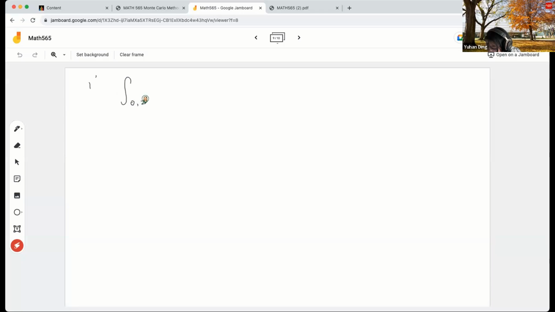equal to 2, but it's on our square. So here we can see this is cosine of t1 squared plus t2 squared, and then this is dt1 dt2. How can we solve this kind of question?